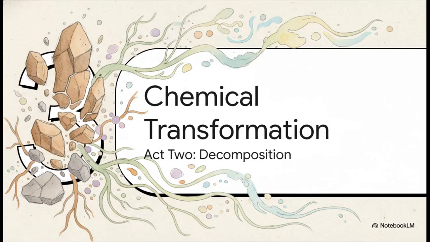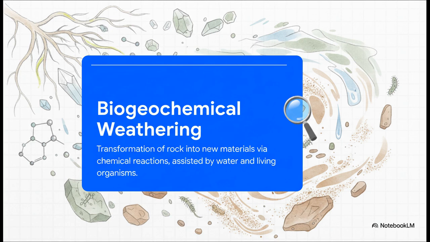Okay, so we've taken our big rocks and smashed them into small pieces. But they're still just that, sterile bits of rock. So now we get to Act 2, where the real transformation happens. This is decomposition, the chemical process that turns rock into something totally new. We call this biogeochemical weathering.